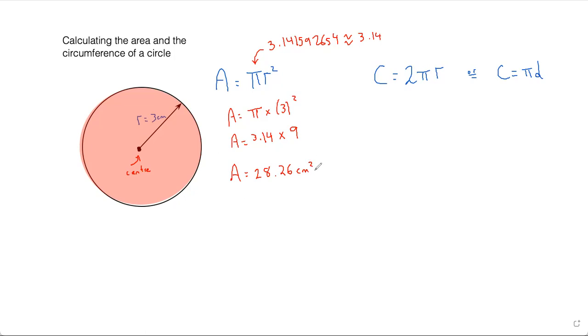Now, area is always going to be squared. If the radius was measured in meters, it would be meters squared. If the radius was measured in millimeters, it would be millimeters squared. So this is the area.